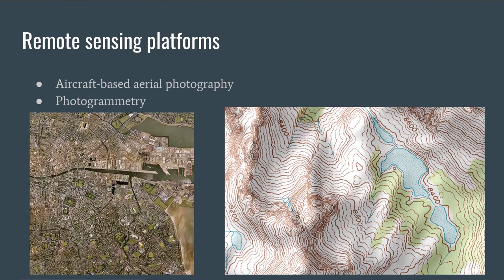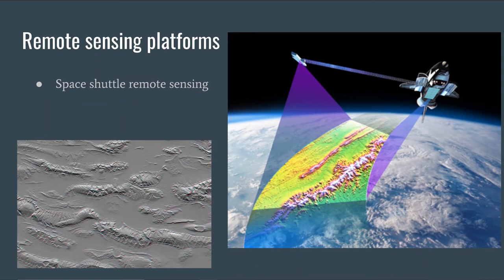with accurate elevation data. Then, much later than aircraft-based remote sensing, we have space shuttle-based remote sensing. It has some of the advantages of airborne remote sensing and some advantages of satellites, but also some of the drawbacks of each. So that's a model at right of a space shuttle collecting elevation data on Earth.